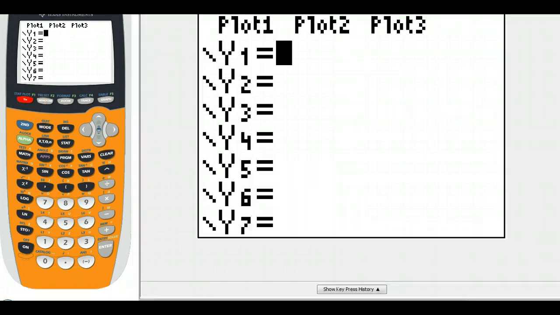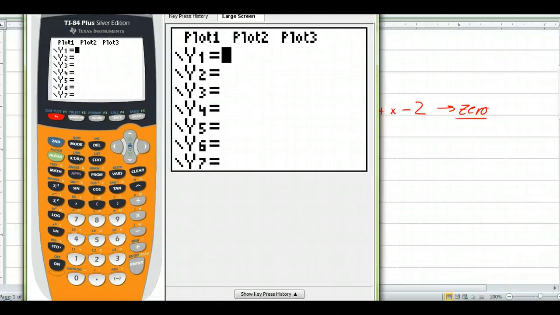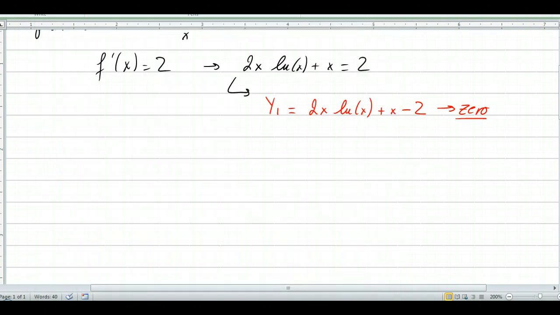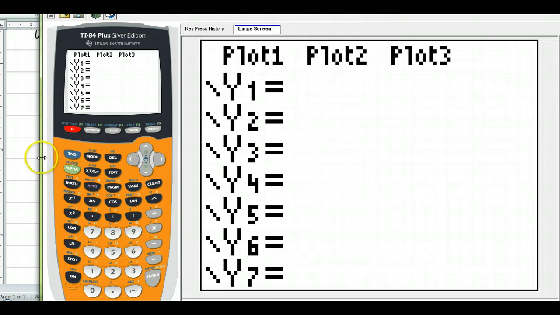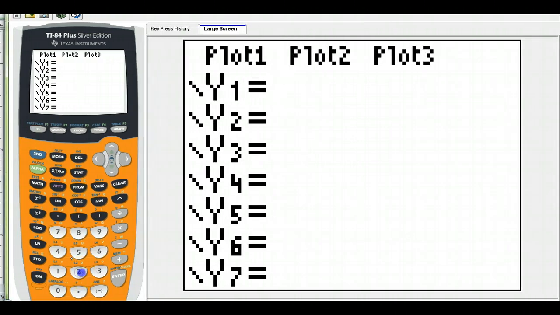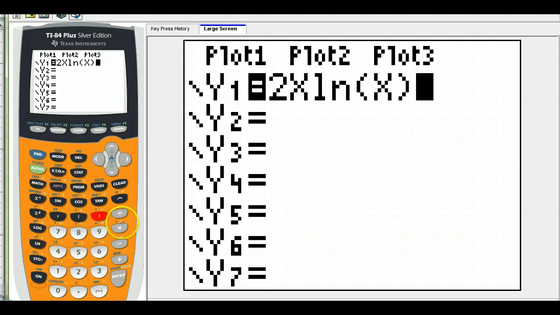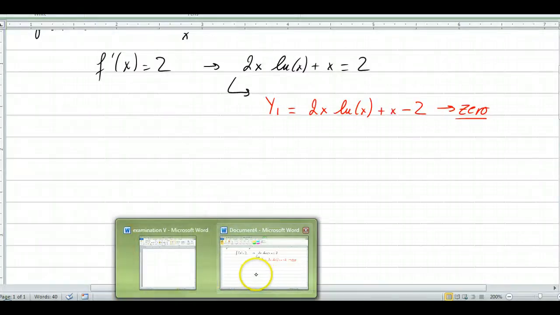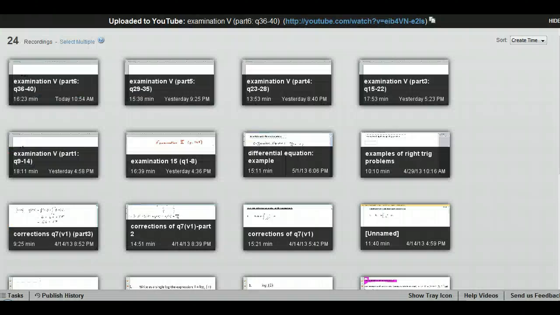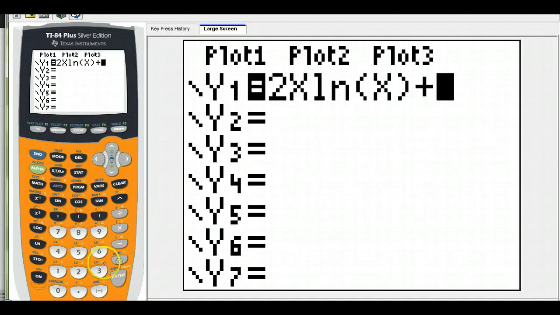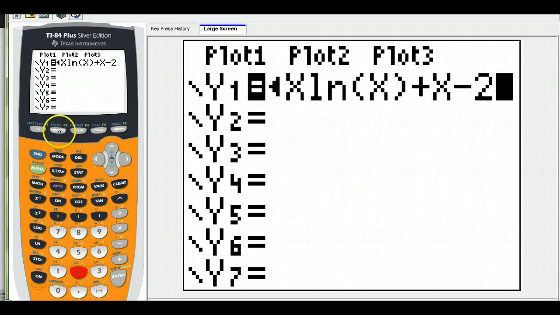So let's bring that up right here. Okay. 2x ln x. Forgot the equation. Didn't pay attention. 2x ln x, plus x minus 2. Okay, not here, right here. Plus x minus 2. Here we go. And I want the 0. So what's my window like?